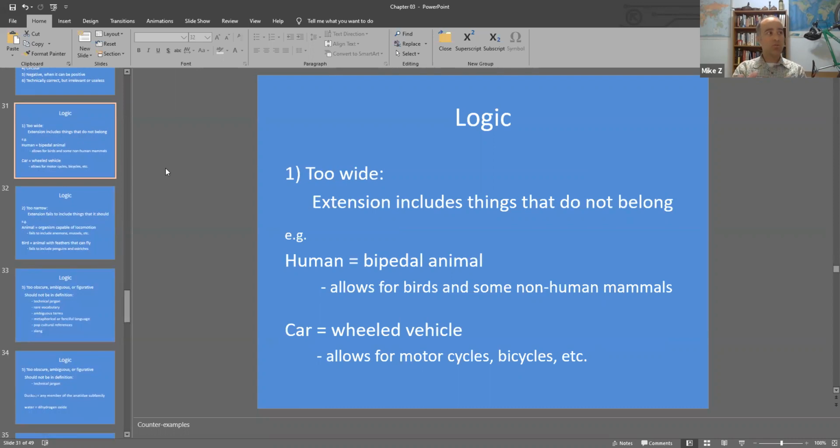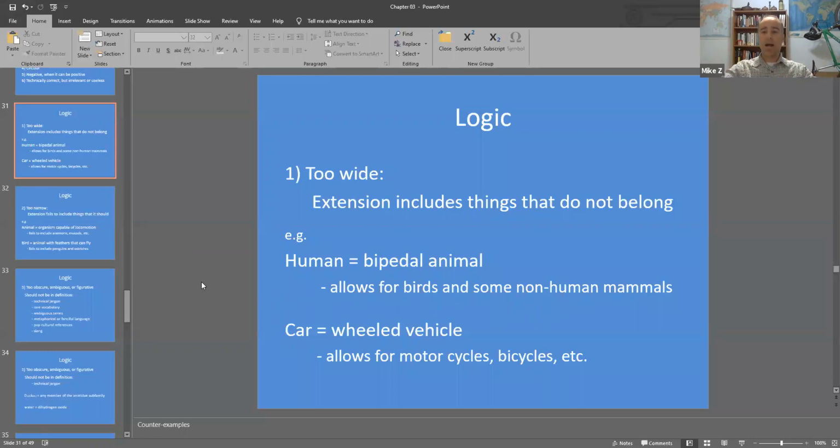If your definition is too wide, then the extension that's picked out by that definition includes things that don't belong in the extension of that term. For example, let's say that you define humans, and this is sort of like the genus and difference thing, as a bipedal animal. Bipedal means you walk on two legs. That sort of picks out humans. Humans are animals and they do walk on two legs, but so do birds. Of course, birds fly, but when they're on the ground, they walk. And there's maybe some other non-human mammals or other animals that might do a similar thing.